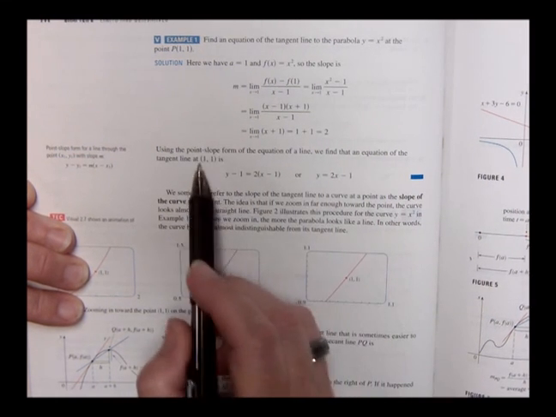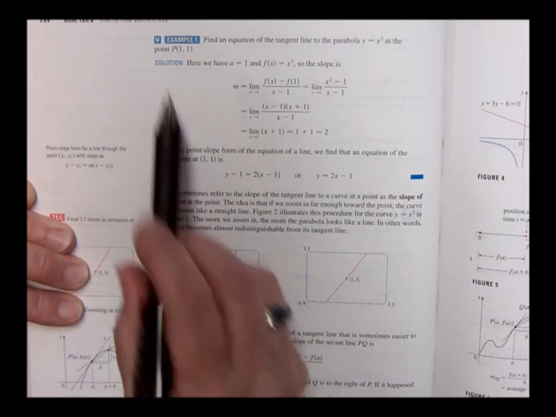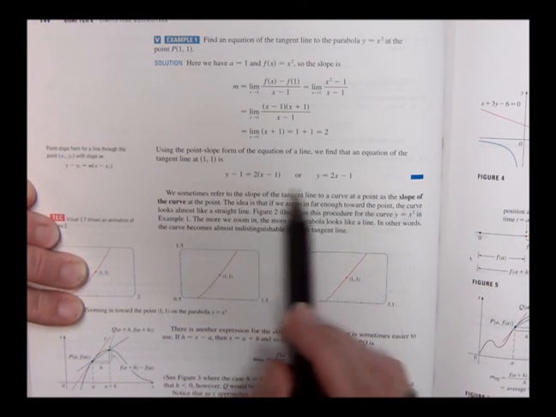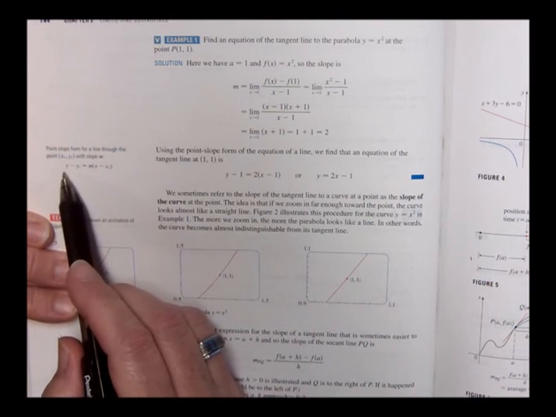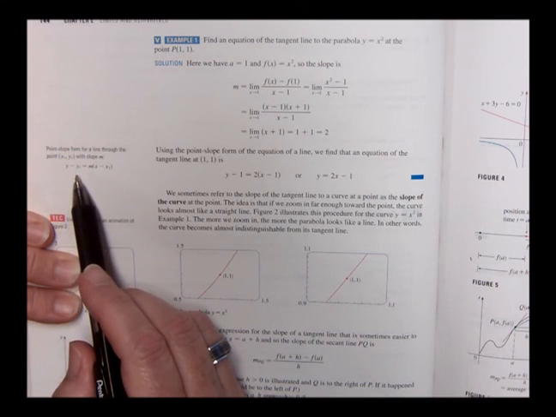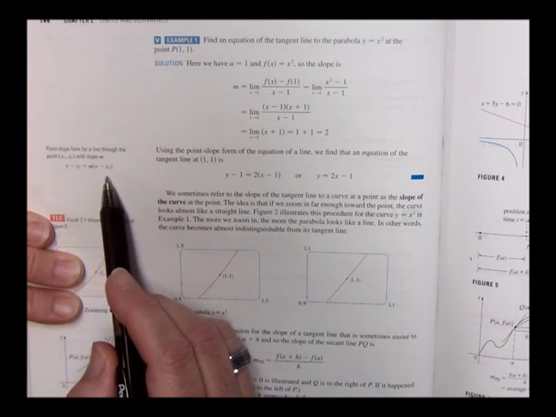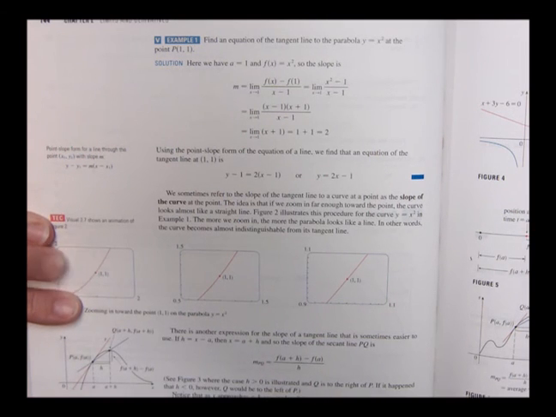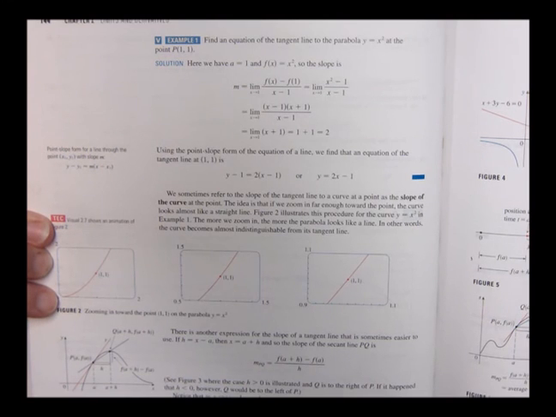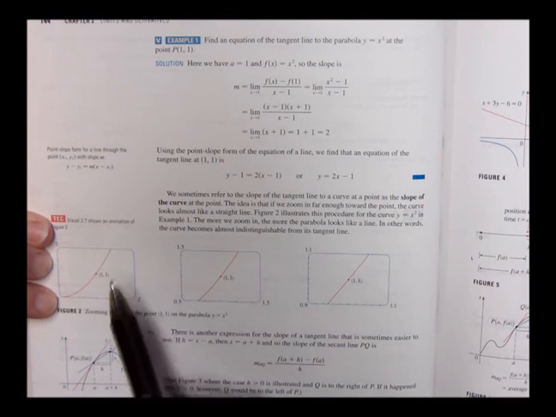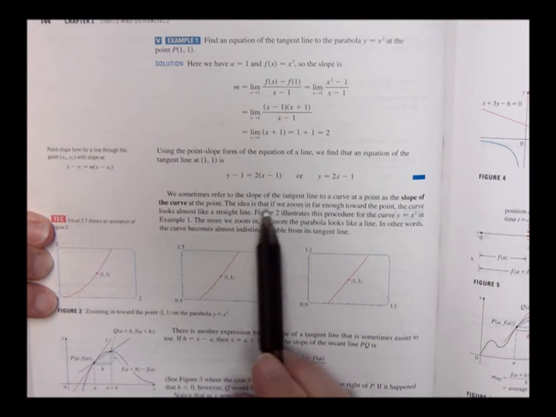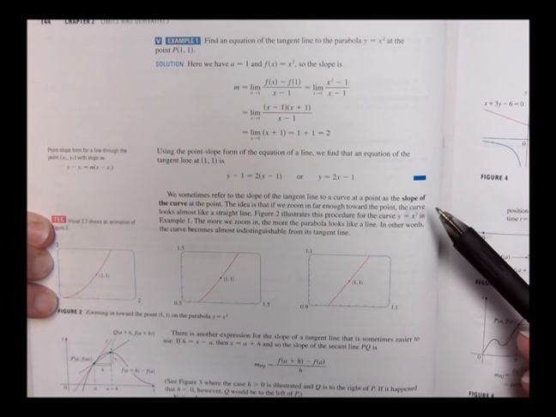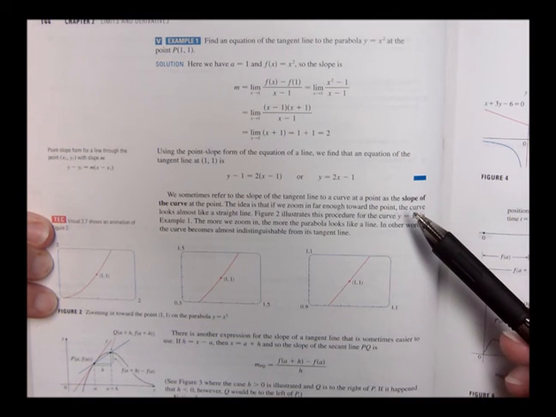So now I can use that point (1, 1) that they gave to us and that slope of 2, and use the point-slope formula. Reminder over here of the point-slope formula: y minus y sub 1 equals slope times x minus x sub 1. Very important. That's a formula you should just be able to pull out of your brain. If you don't, write it on a 3x5 card, put it by your bed, study it for a week. Sometimes we refer to the slope of the tangent line to a curve at a point as the slope of the curve at the point.